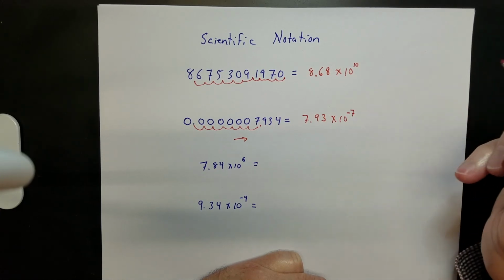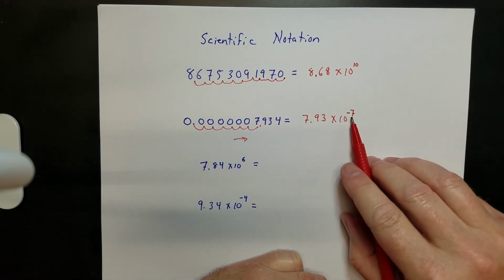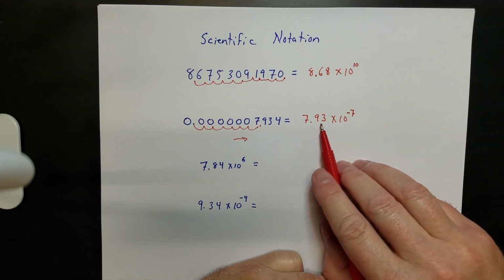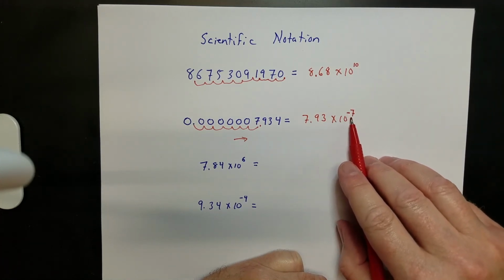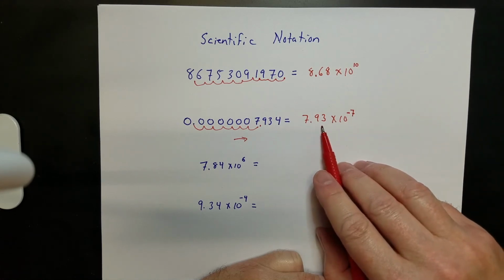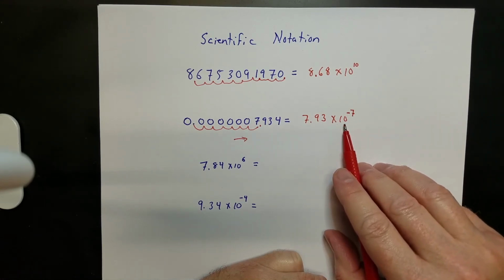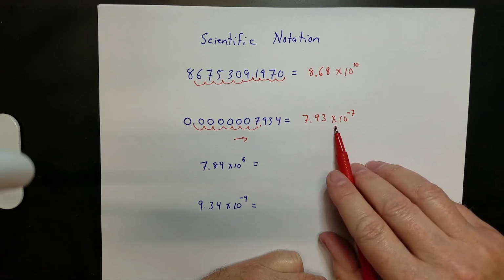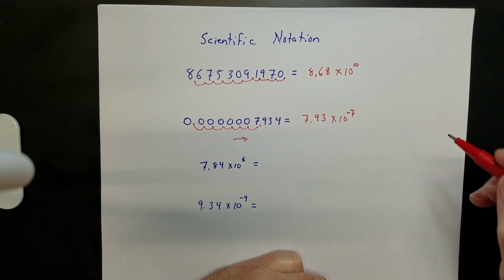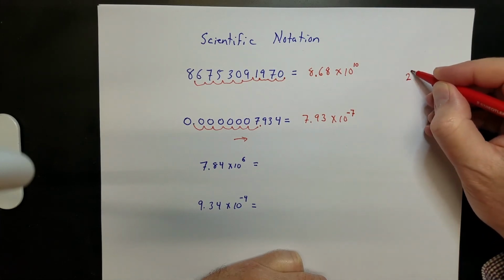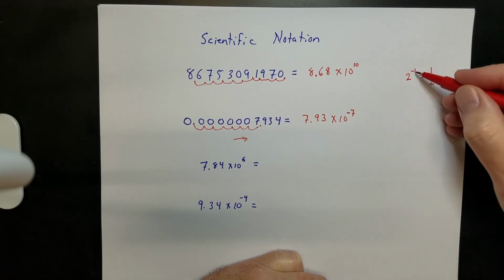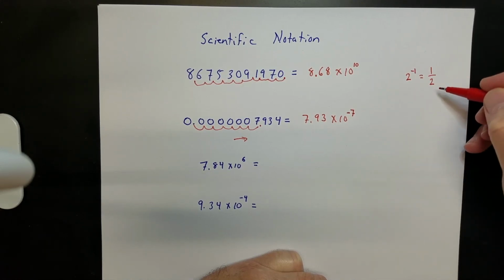Now this one, that negative means actually we're going to do the exact opposite of this, where that's 7.93, and we're going to divide, since that's negative, this number by 10 that many times. So 7.93 divided by 10, that number divided by 10, that number divided by 10. So it's sort of like this. 2 to the minus 1 is pretty much 1/2, where that means we're just going to drop it below.